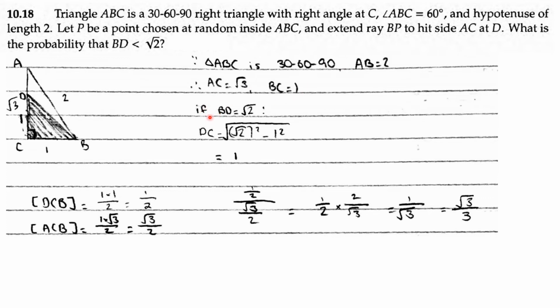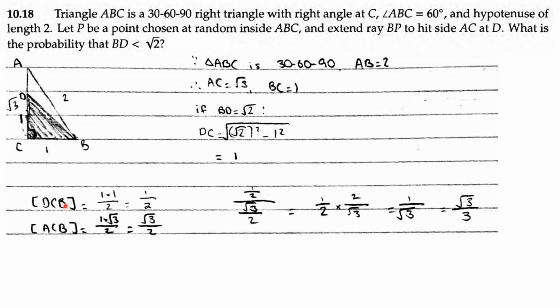And since we want BD to be less than square root 2, if BD is equal to square root 2, then DC would be square root of 2 squared minus 1 squared using the Pythagorean theorem, because DCB is a right triangle, and BD is the diagonal side, and these are the legs. This is the hypotenuse. So DC has to be equal to 1.